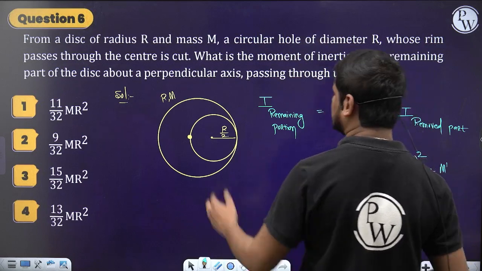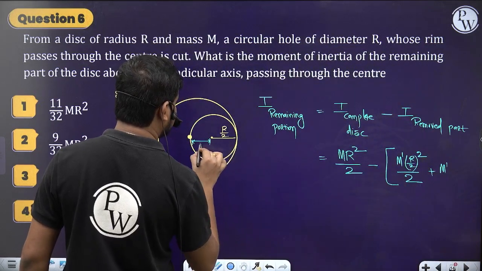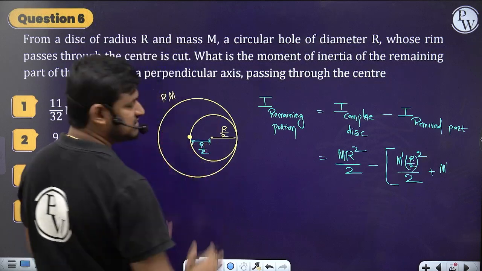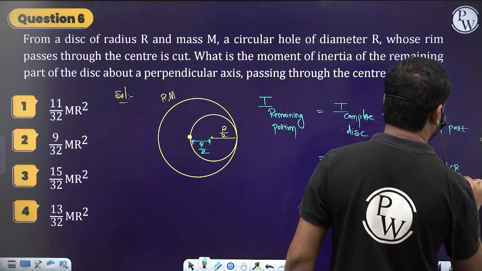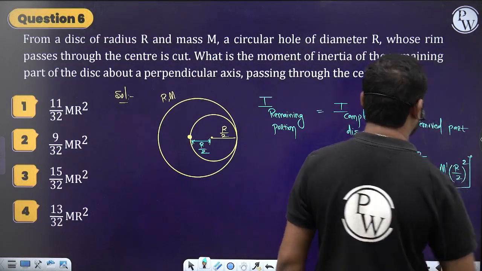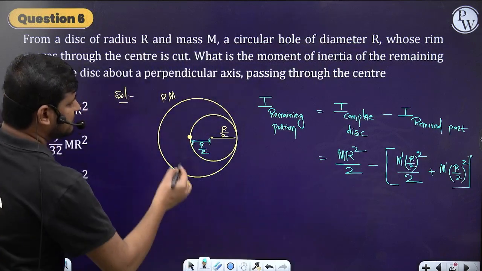plus, its mass is m', and it is at a distance from the center. This distance again will be R by 2. Yes or no? So it's again at a distance R by 2. So m' (R by 2) whole square. So this part is clear, yes or no? Now, how do you find the mass of the remaining portion?